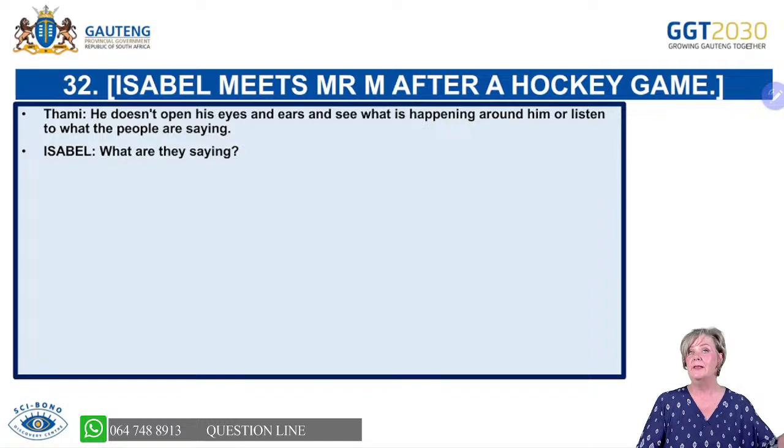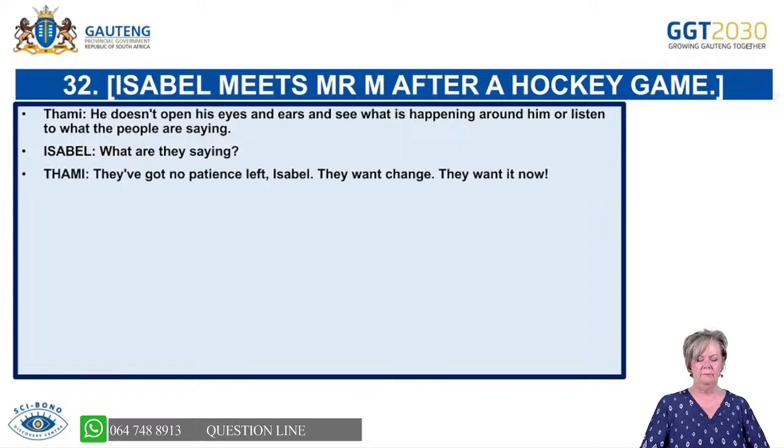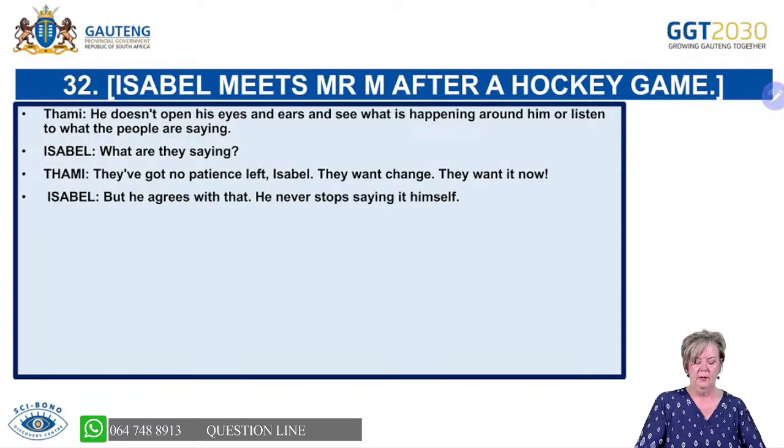people are saying. This is now another extract. Isabel: What are they saying? Tommy: They've got no patience left, Isabel. They want change and they want it now. Isabel: But he agrees with that. He never stops saying it himself.